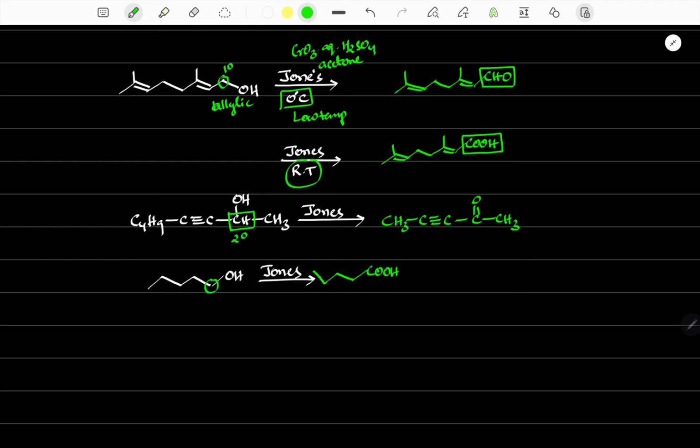We have to add one more carbon. So this carbon, 1, 2, 3, 4, 5. So the first carbon, the primary alcohol carbon, is converted into carboxylic acid. That is about the Jones reagent.